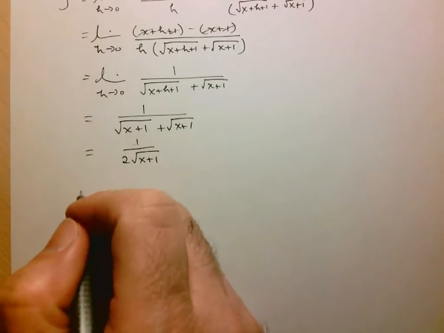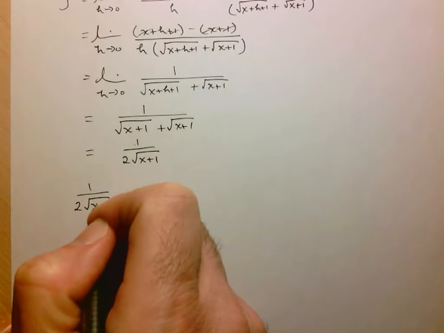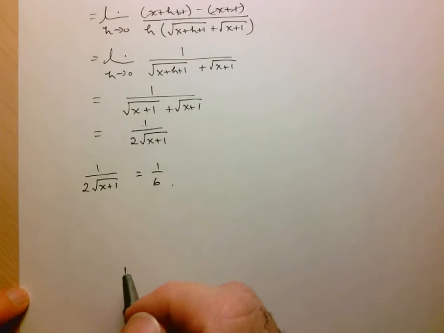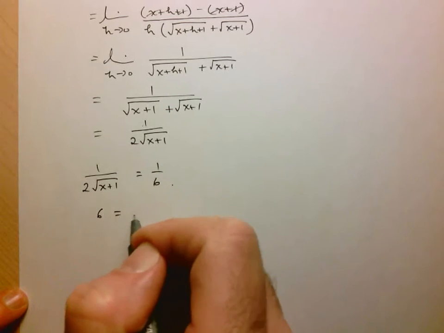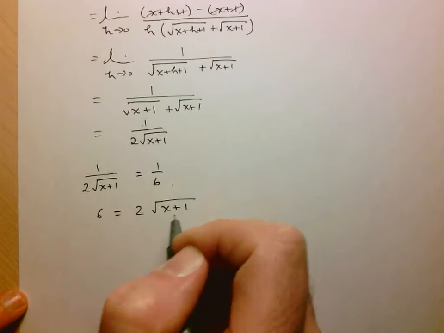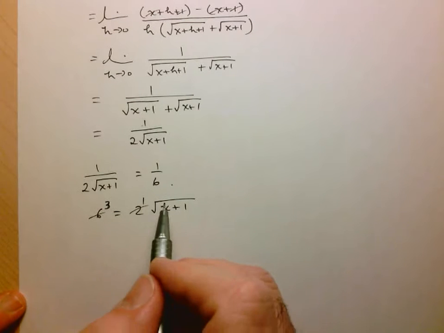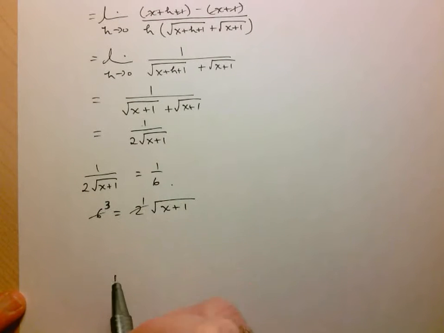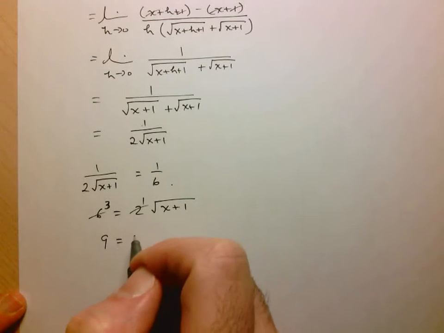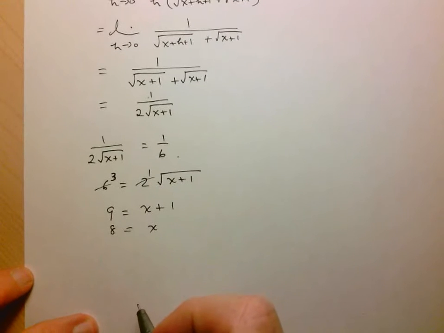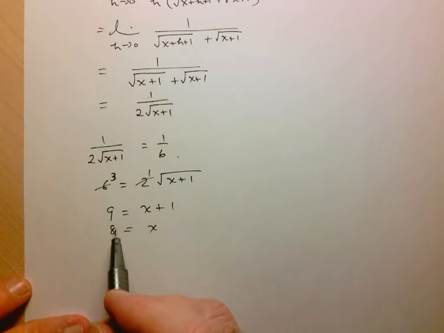I've got 1 over 2 times root x plus 1 equal to 1 over 6, and now I can solve for the x value. Cross multiply, so 6 is equal to 2 times root of x plus 1. Divide both sides by 2. Now I'm going to square both sides to get rid of that square root. I'm left with 9 is equal to x plus 1, and so x is equal to 8. This is the x value which has a tangent with a slope of 1 over 6.